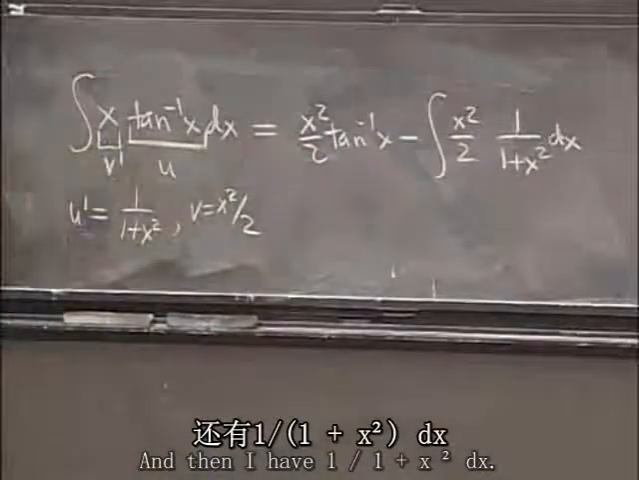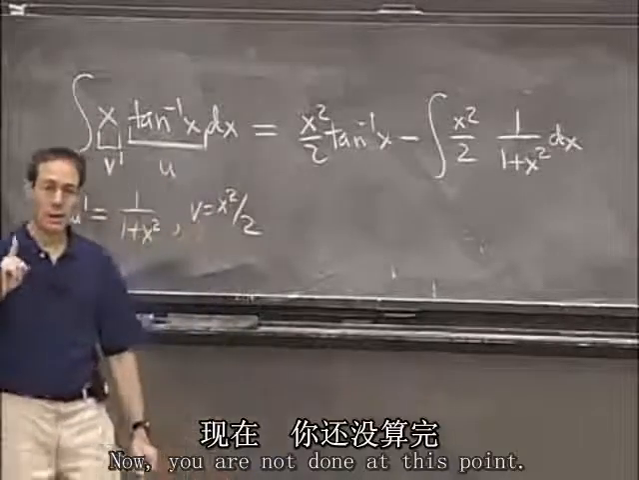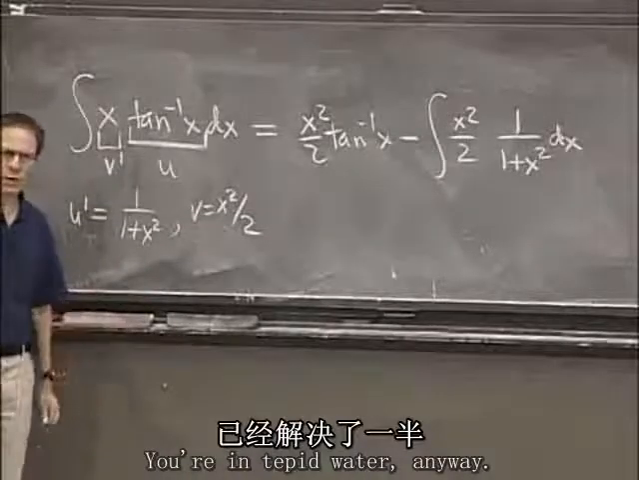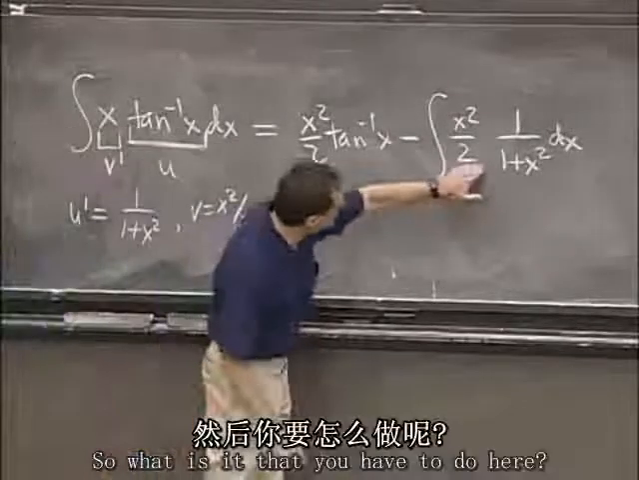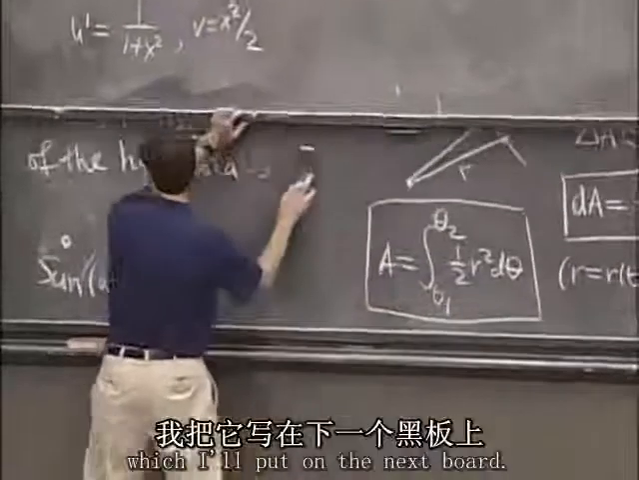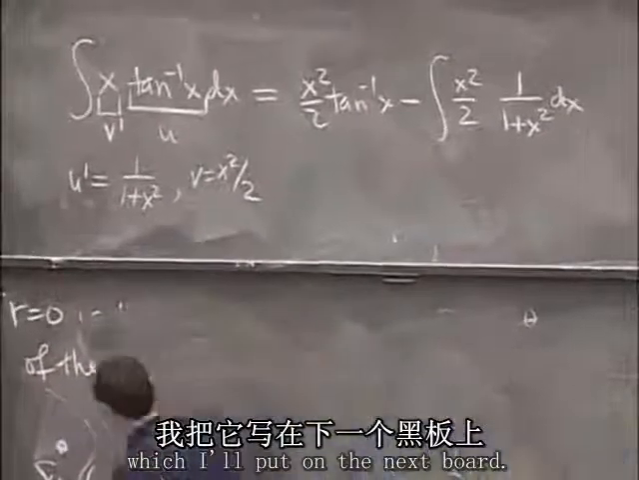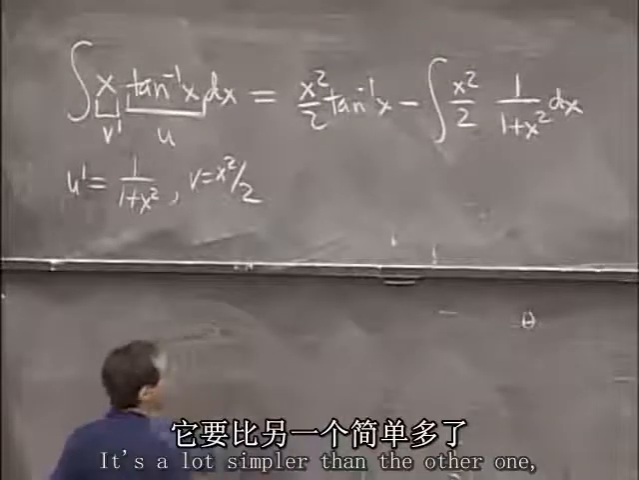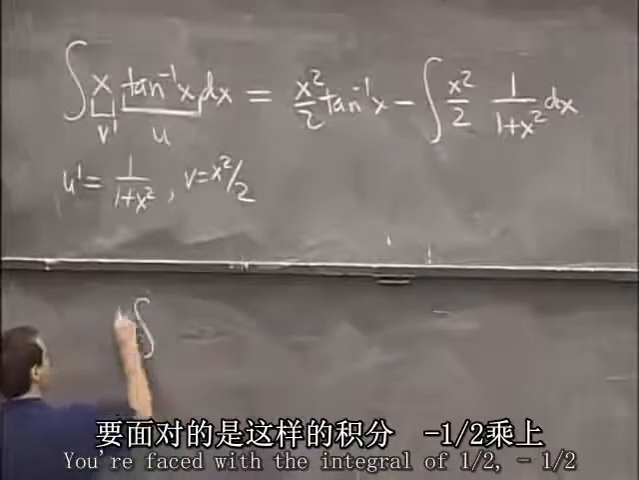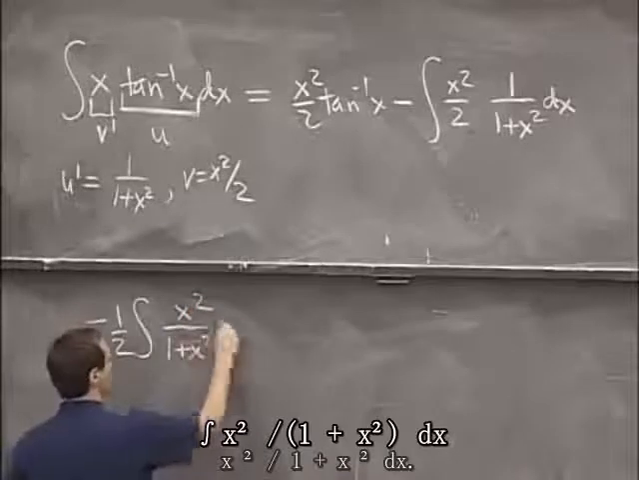All right? Now, you are not done at this point. You're still in slightly hot water. You're in tepid water anyway. So what is it that you have to do here? You're faced with this integral, which I'll put on the next board. It's a lot simpler than the other one, but, as I say, you're not quite out of the woods. You're faced with the integral of a half minus a half x squared over 1 plus x squared dx.